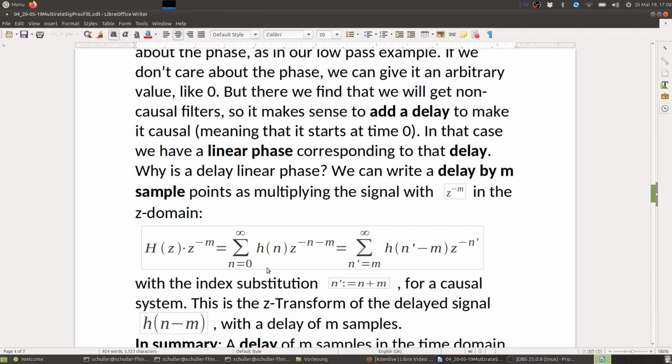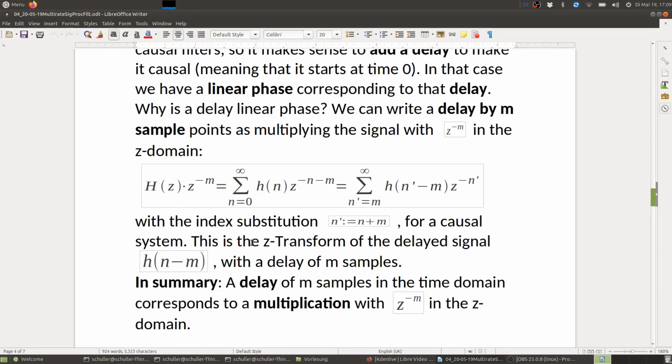So we can also see this by looking at the z transform in the next step. So this is the z transform. Here this z to the minus n comes from the z transform, and this minus m comes from our multiplication. Then we can use the index substitution n prime equals n plus m. So in the exponent we just have this n prime, as we should for the z transform, and now inside the impulse response we have this shift by minus m. So this is now the delay by m samples.